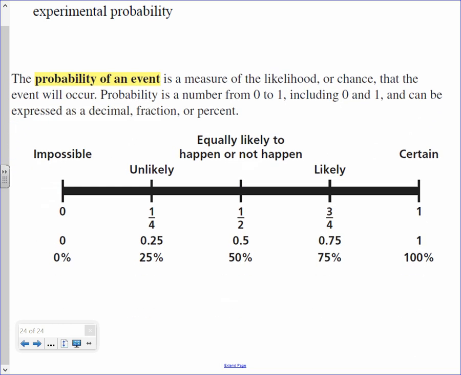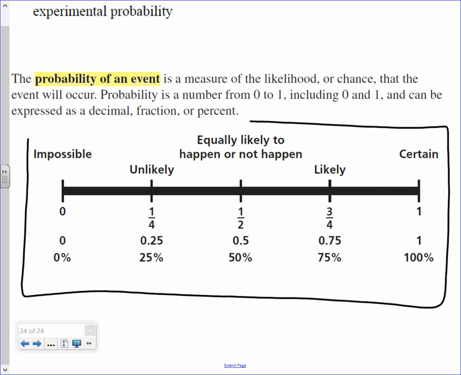There's 50,000 chairs here. Just come closer. The probability of an event is a measure of the likelihood or chance that the event will occur. Probability is a number from 0 to 1, including 0 and 1, and can be expressed as a decimal, fraction, or percent. So copy this in the back of your paper. This scale of probability, put it in the back of your note paper, but this part is for the definition.